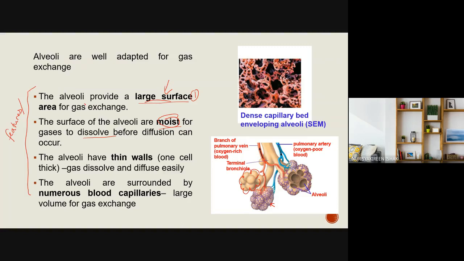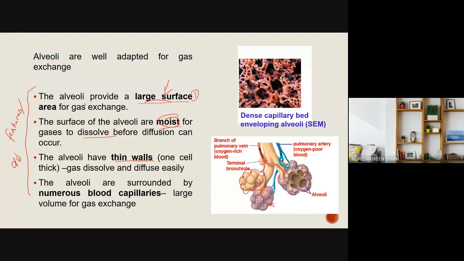Okay, so when the two walls, the alveolus and also the blood capillaries, are each one cell thick, this will decrease the distance for the gas to diffuse. So when distance is decreased, the rate of gas exchange will increase.